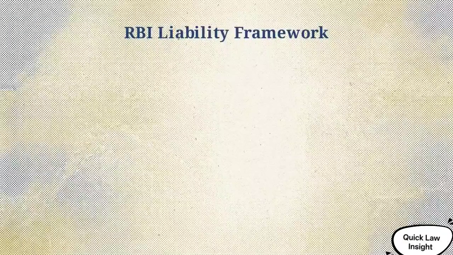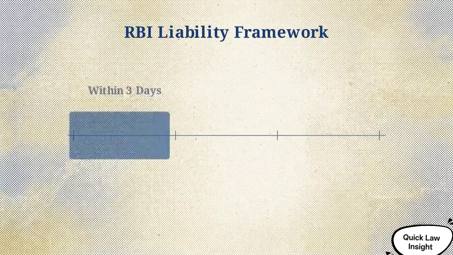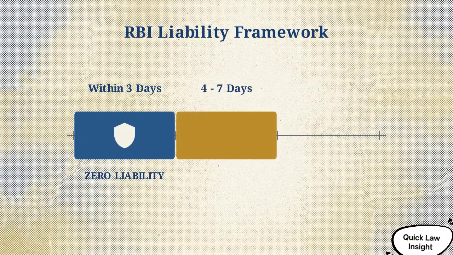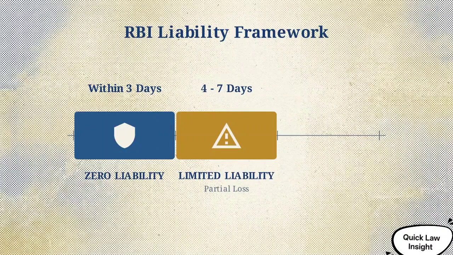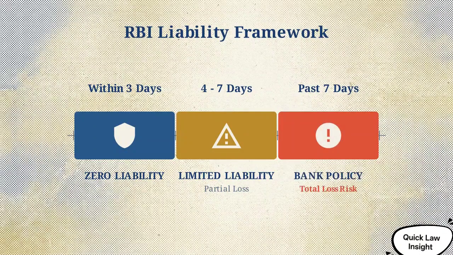This chart shows the Reserve Bank of India's liability framework. If you notify the bank within 3 working days of the transaction, you have guaranteed zero liability. If you report the incident between 4 to 7 days, you enter the limited liability zone. You may be forced to absorb a portion of the stolen funds yourself. If you wait past 7 days, those strict RBI protections disappear. You are subject to your bank's internal policies, putting you at risk for a total loss.